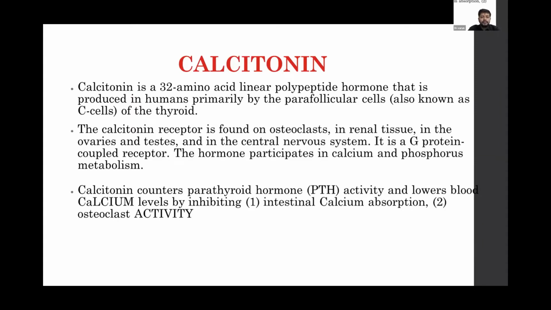It is a 32 amino acid linear polypeptide hormone that is produced in humans primarily by the parafollicular cells, also known as C cells of the thyroid. The calcitonin receptor is found on the osteoclast, in the renal tissue, in the ovary, in the testes, and in the central nervous system, and is a G protein coupled receptor. The hormone participates in calcium and phosphorus metabolism. Calcitonin counters the parathyroid hormone activity and lowers the blood calcium level by inhibiting intestinal calcium absorption and osteoclast activity.